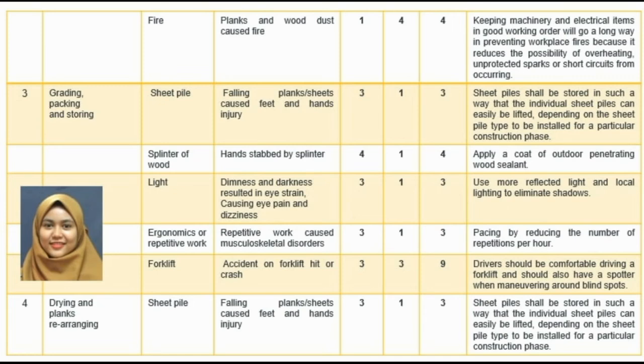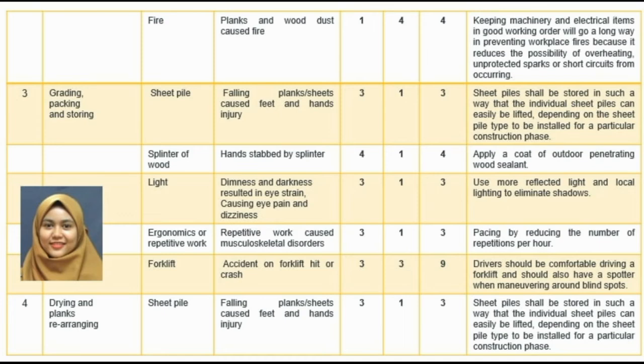For the type of hazard, number one is sheet pile. The effect is falling planks or sheets cause feet and hand injury. The risk assessment is 313 and the action is sheet piles should be stored in such a way that the individual sheet piles can easily be lifted, depending on the sheet pile type to be installed for a particular construction phase.